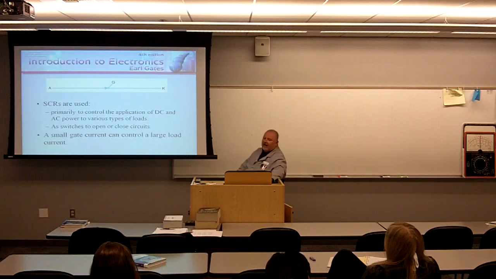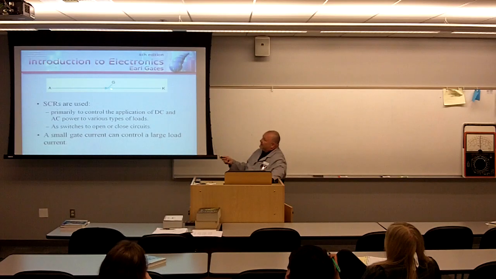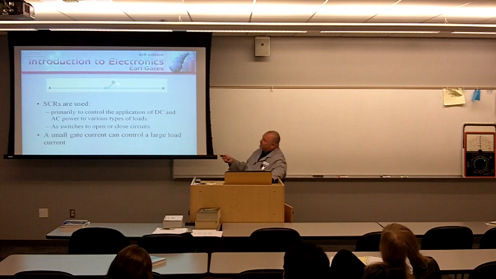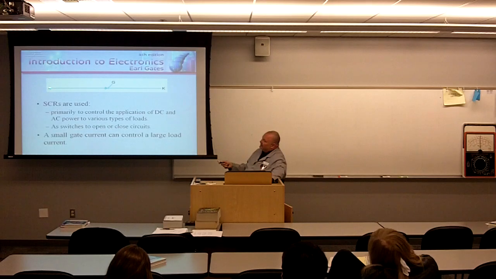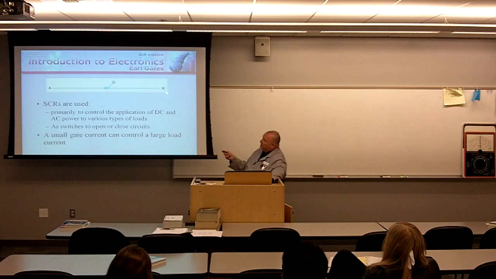This is what the schematic diagram looks like. It looks like a diode, except off the cathode it's got this little leg with a G attached to it. G for gate, A for anode, K for cathode.